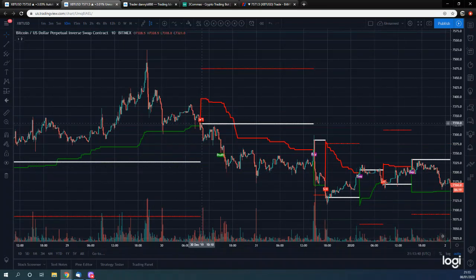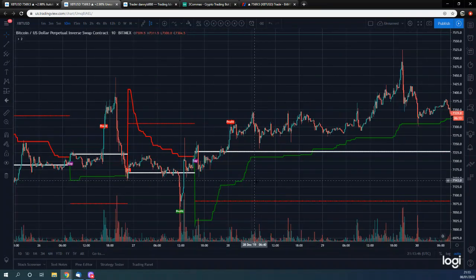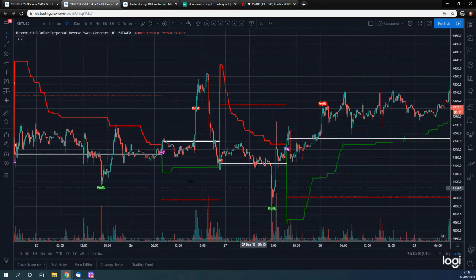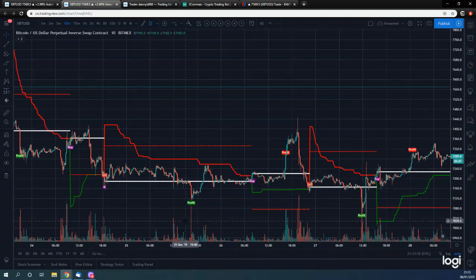Then we have a sell, and then a profit. We have a buy, then a profit. We have a sell, then a profit. We have a buy, then a profit. We have a sell, then a profit. And then here we have a buy that does get stopped out.